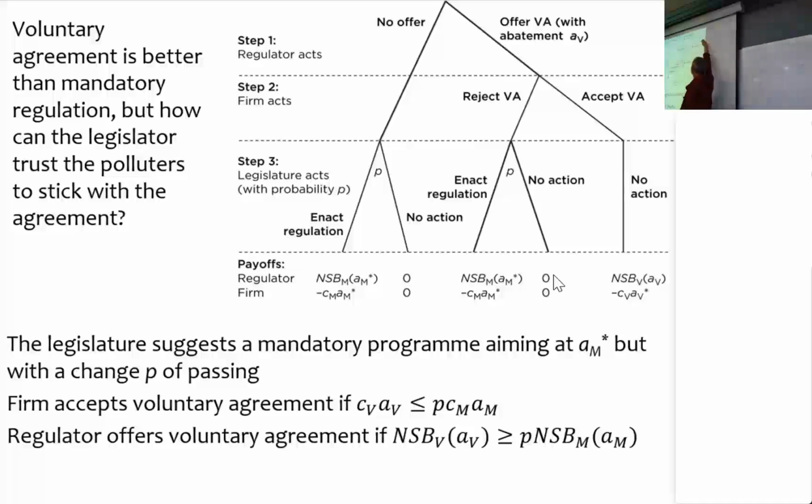For the regulator, the very first step, this condition should hold: that the net social benefit of the voluntary agreement should be greater than the net social benefit of the mandatory agreement times the probability of Parliament acting. And if both conditions hold, then you indeed get a voluntary agreement.